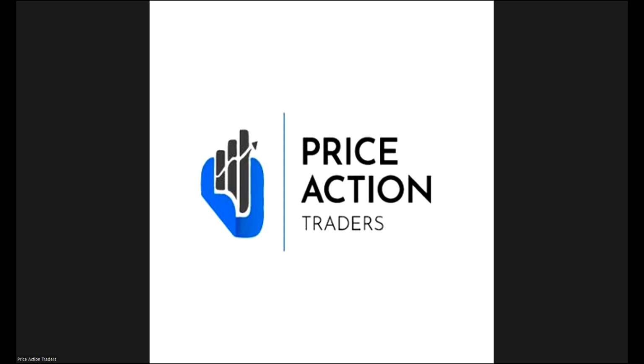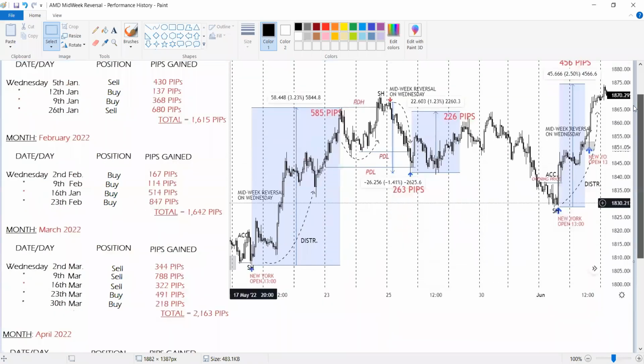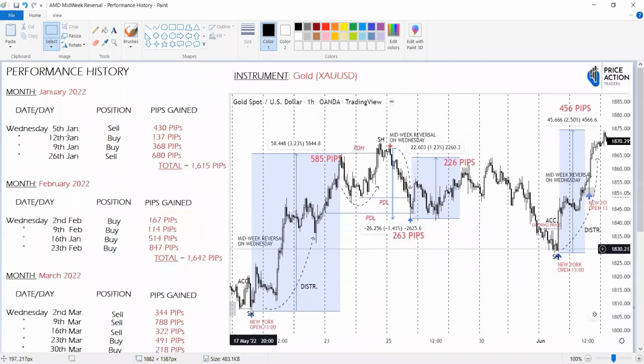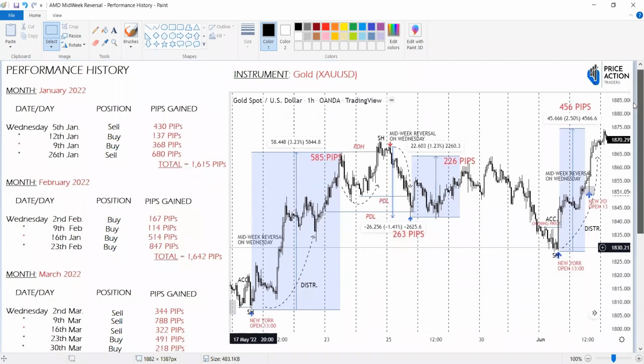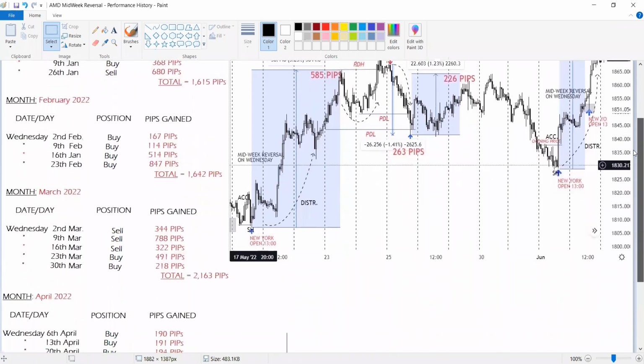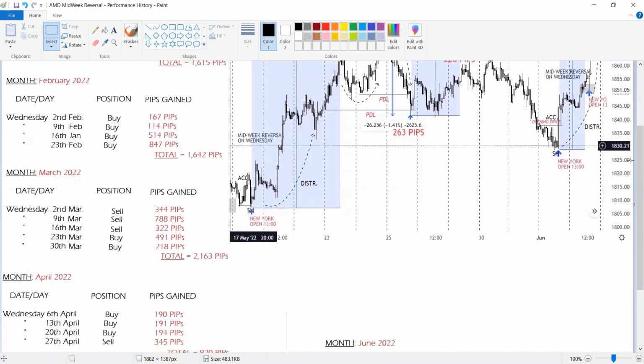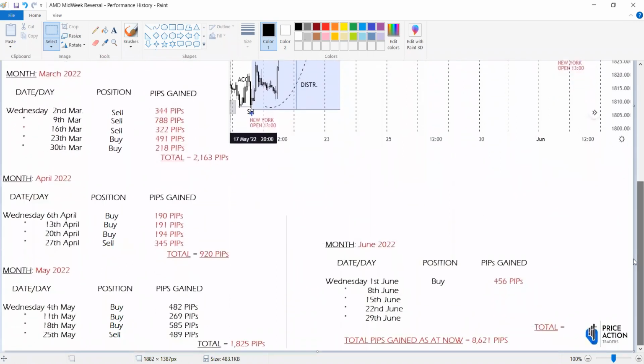Then we come to this. I calculated this in here. Let me show you. Yeah, the total amount from January 5th, every month. I did every month, rehearsal performance of every month on gold alone. So we have almost about 8,621.